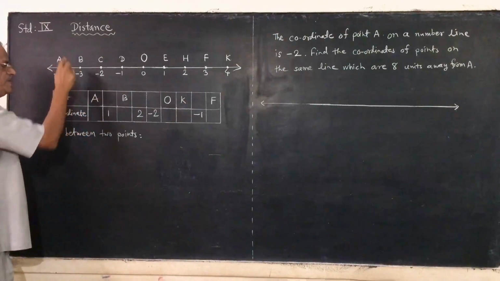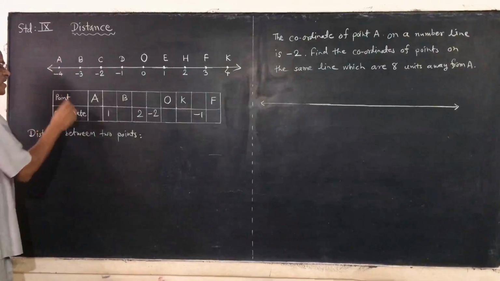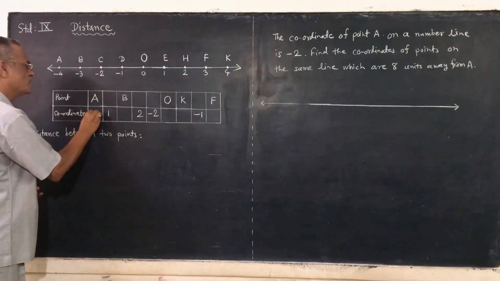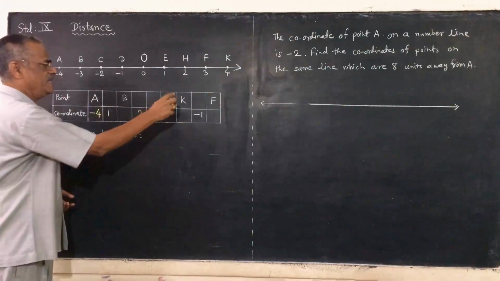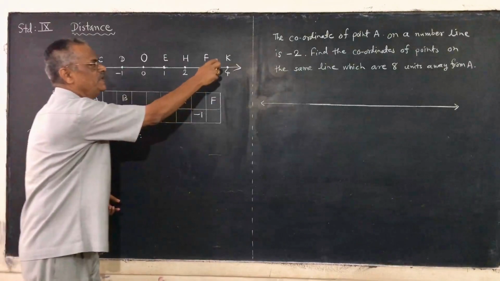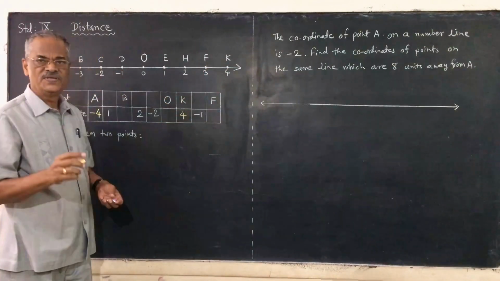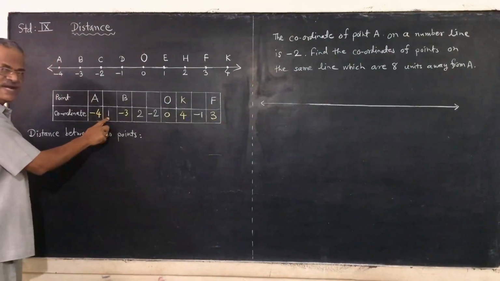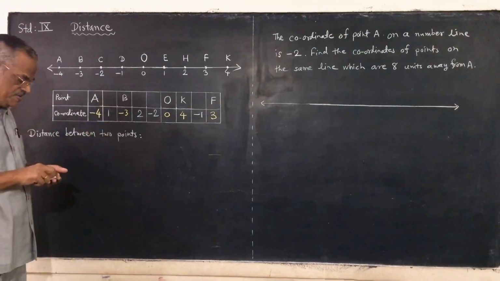A point. What is the coordinate there? A point, it is -4. This is the coordinate. And K point, what is the coordinate? 4. So like that we can complete the table. Coordinate is given, we have to find out the point.